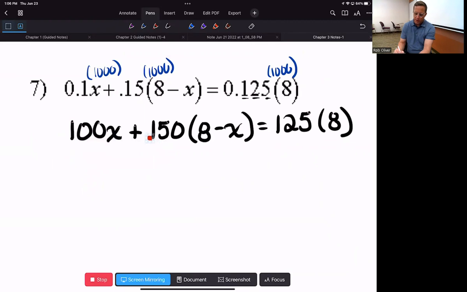So the decimal was right here, and then we moved it over 3 times: 1, 2, 3. So in 150, that's where the decimal is. The decimal was here. It moved over 3: 1, 2, 3. That's all that's going on there.